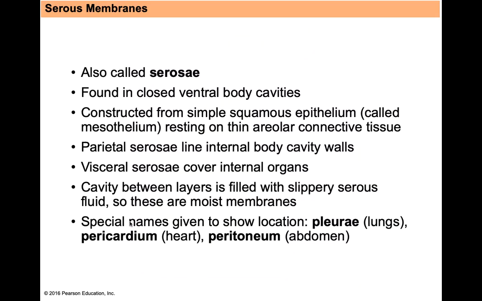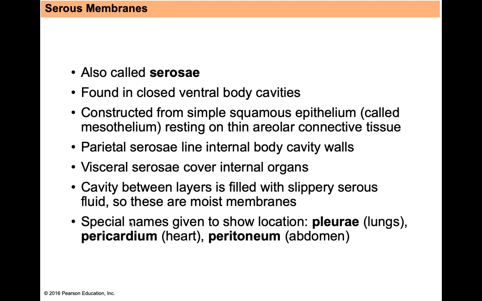Our serous membranes here are also called serosa. They're found in closed ventral body cavities. They're constructed from simple squamous epithelium called mesothelium. And we talked about mesothelium and endothelium in the first section when we talked about epithelial tissues. So this is resting on thin areolar connective tissue. Again, you see that relationship between the epithelial tissues and the connective tissues. So these are our covering and lining tissues that depend on both of these two tissues.